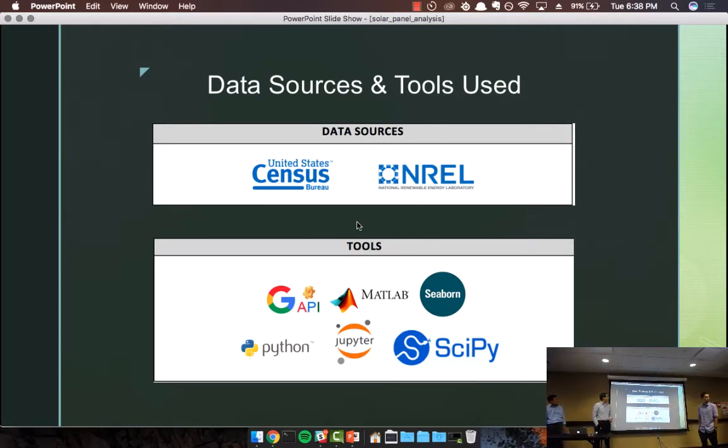Hi everyone. In order to answer those three questions, we had to pull in data from multiple sources, and we had to use a variety of different tools. We used an API to pull in data from the census, and we imported over 1 million data points from NREL. Some of the tools that we used are the Google Maps API, Matplotlib, and Seaborn for data visualization. As our core, we used Python and Jupyter Notebook, and for statistical analysis, we used SciPy.